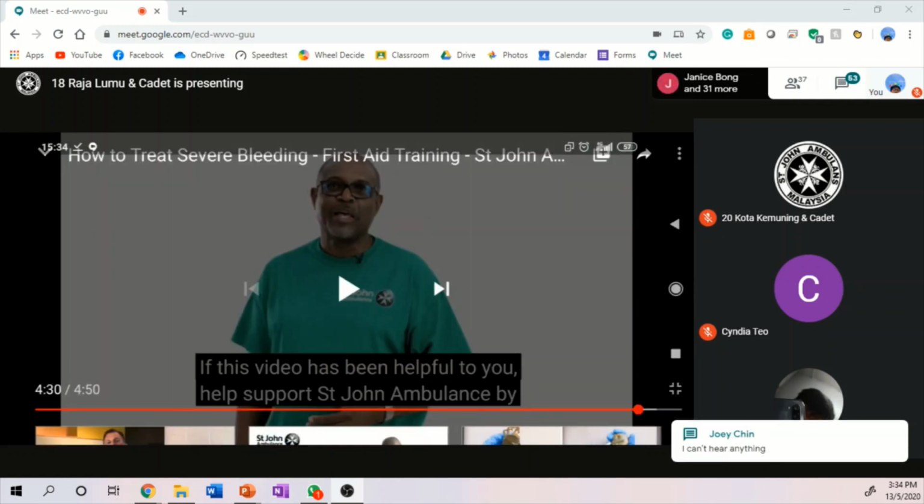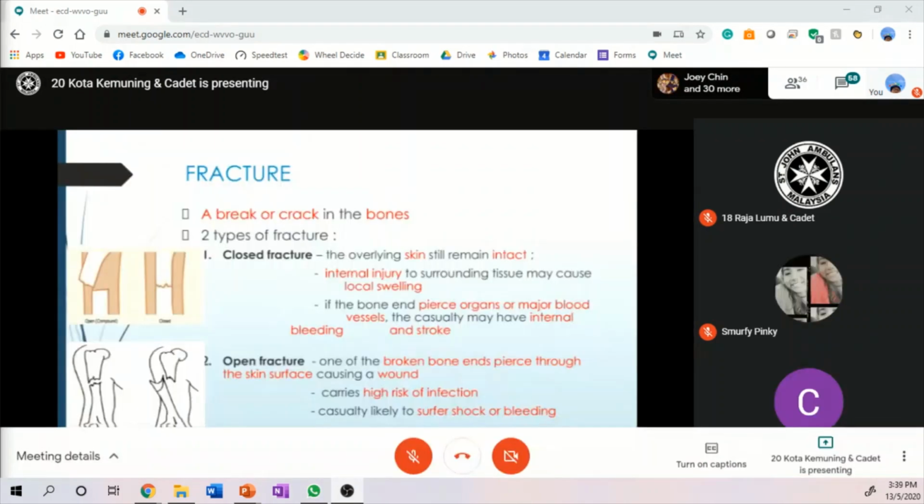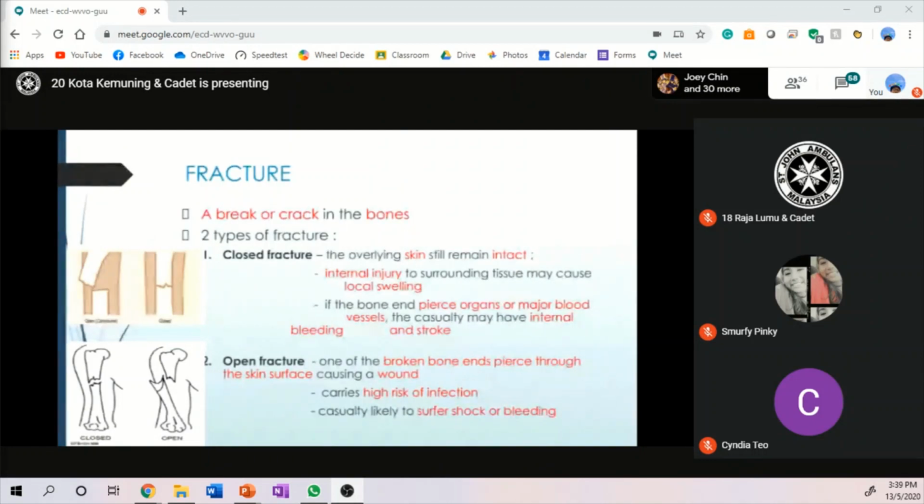Okay. So you understand? Okay, so fracture is when your bones break or crack. In Chinese it's called 骨折, and in Malay it is tulang patah.